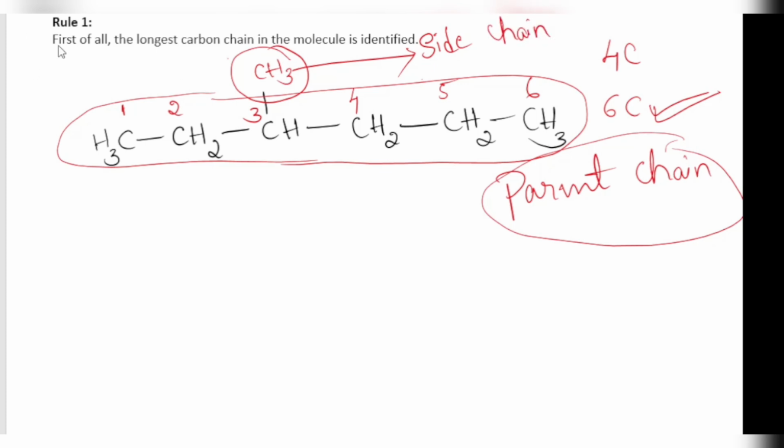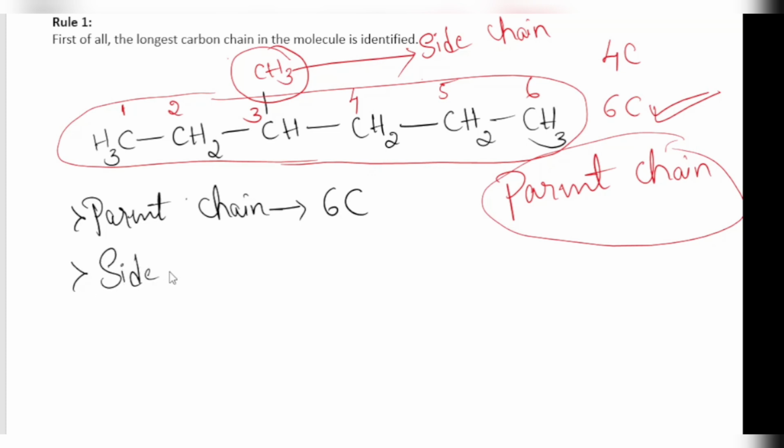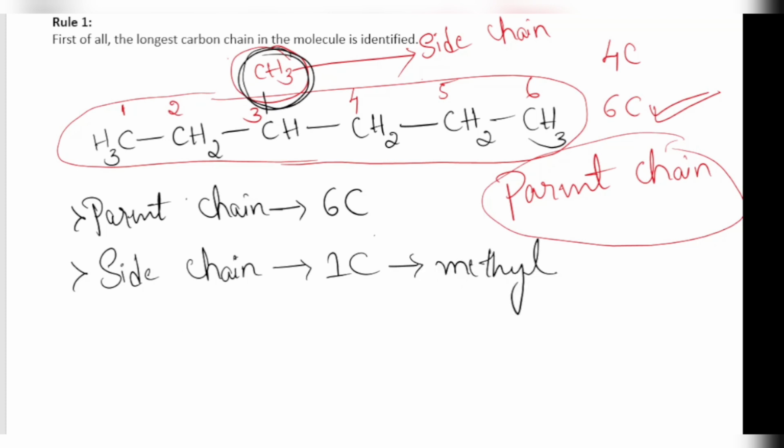In this slide we learnt two words. We have to remember that one is the parent chain, having a maximum number of carbon atoms. In this case it is 6 carbon atoms. The second one is the side chain, or branch chain also we can call. It contains only one carbon, that is this one. This is called the side chain over here. What is this group called? It is called a methyl group.